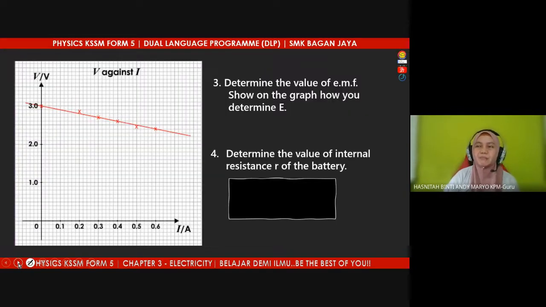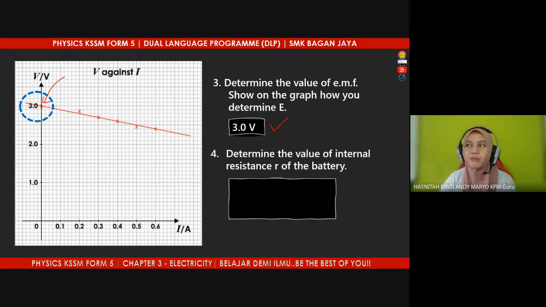So according to my graph, how do you show E on the graph? Either you put an arrow, or you draw a circle. This is how you show it. Make sure you make a mark on it. Then only do we state that it is 3 volt. So one mark when you show the arrow or draw a circle on the y-intercept, and one mark when you write the correct value for the EMF.